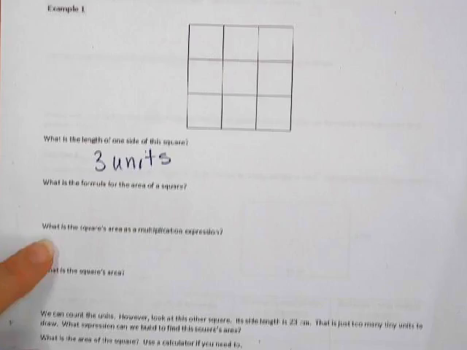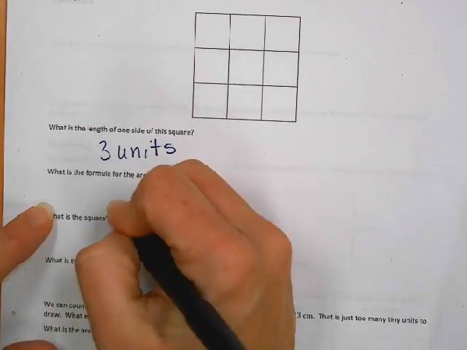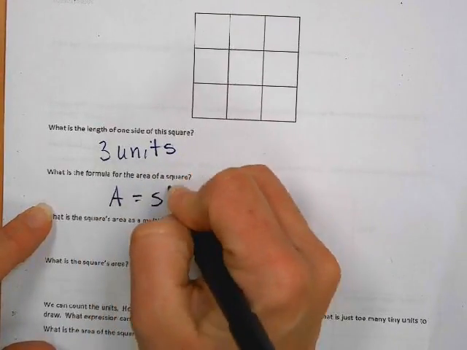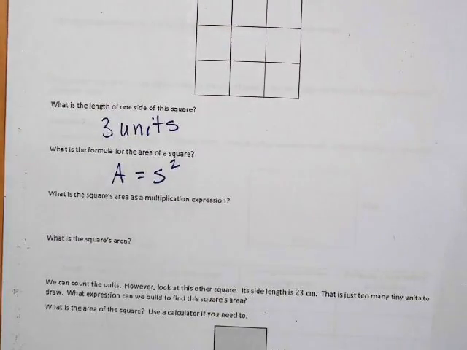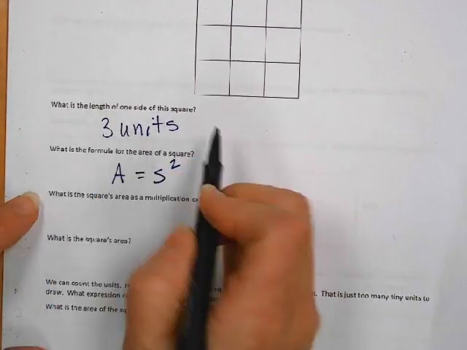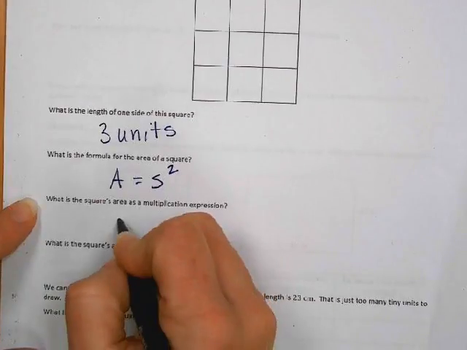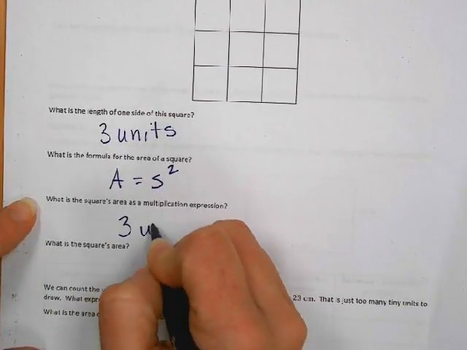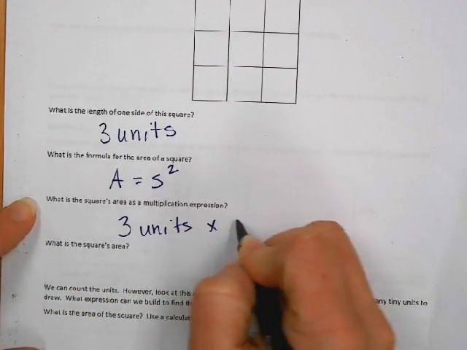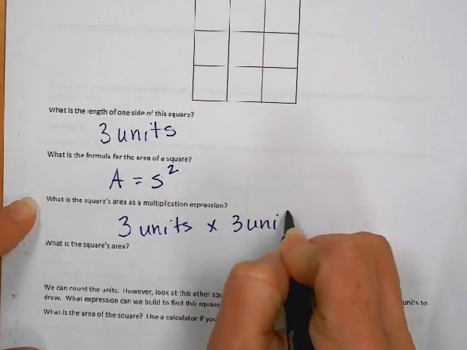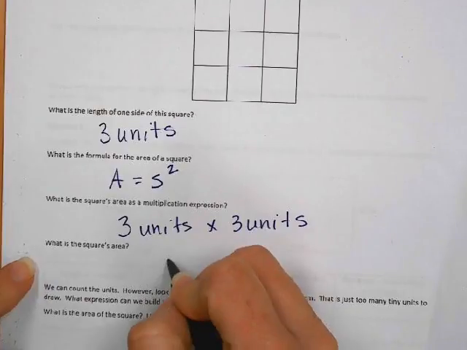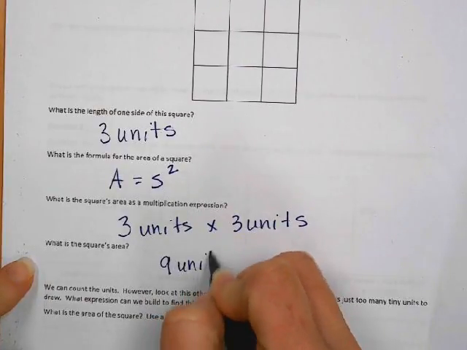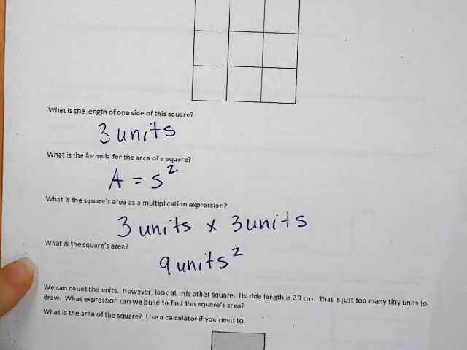What is the formula for area of a square? We just went over that. So area is side squared. So what is the square's area as a multiplication expression? That means we write out what side squared would look like. For this one, it's going to be 3 units times 3 units. So the square's area is going to be 9 units squared.